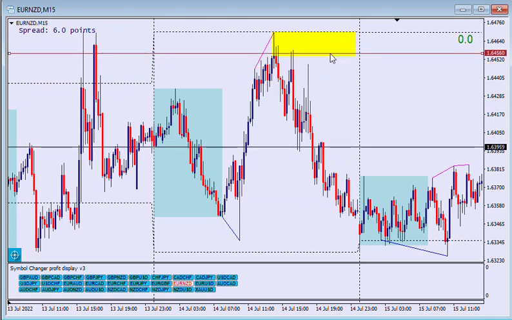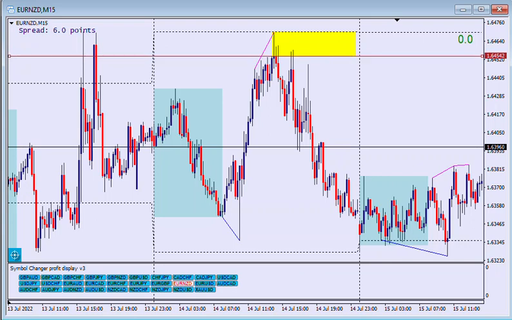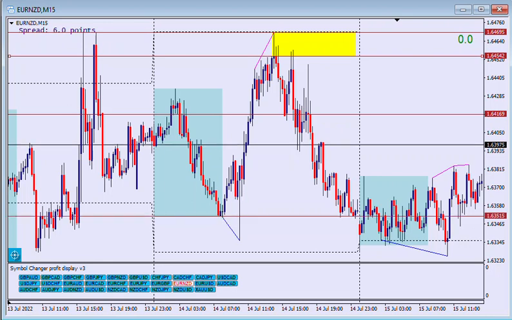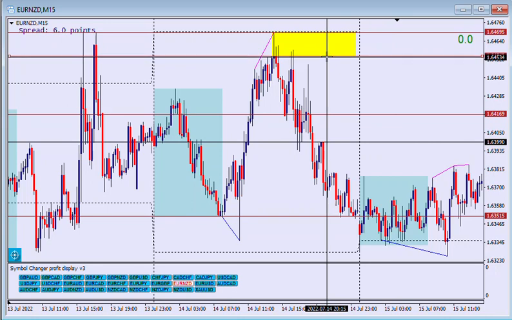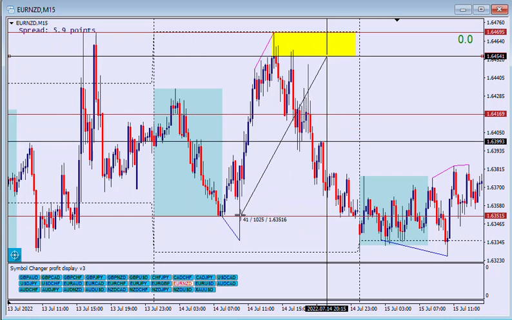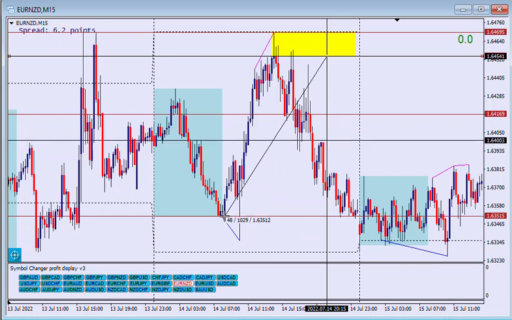So our entry is going to be here. Then we have our stop loss above here and our target here, final target here. If we measure our stop loss, we are going to be having 16 pips, so about 15 pips. Our first target is going to be 30 pips, so here has given us over 30 pips, and our final target here gave us 102 pips. So that is it.